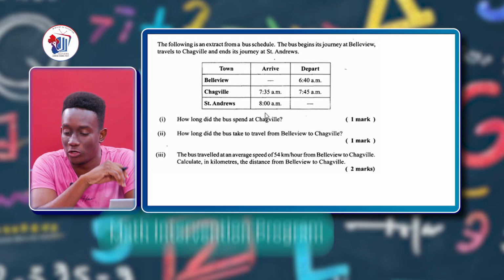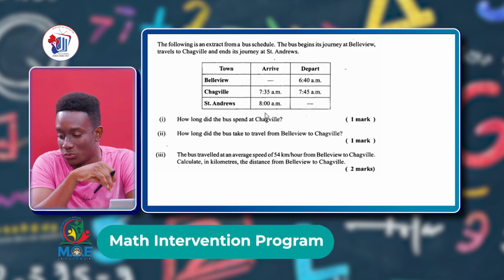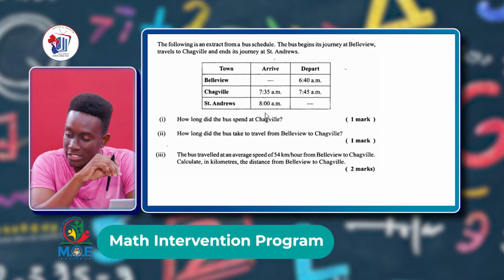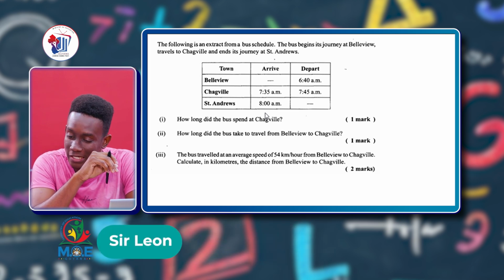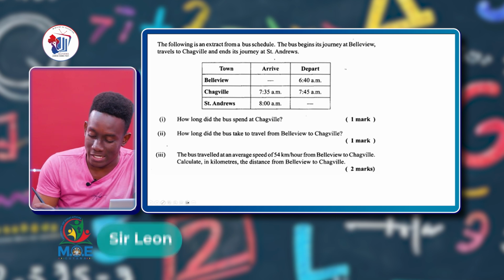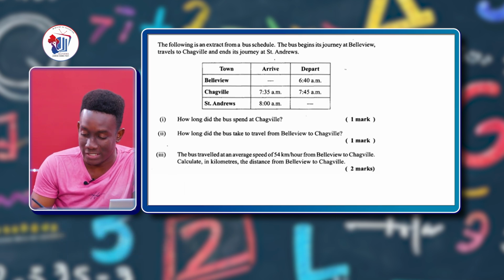In this video I will be tackling some measurement questions, so let's head straight into the first question. The question says, the following is an extract from a bus schedule. The bus begins its journey at Bellevue, travels to Chalkville, and ends its journey at St. Andrews. So this is basically telling you what this table is representing.